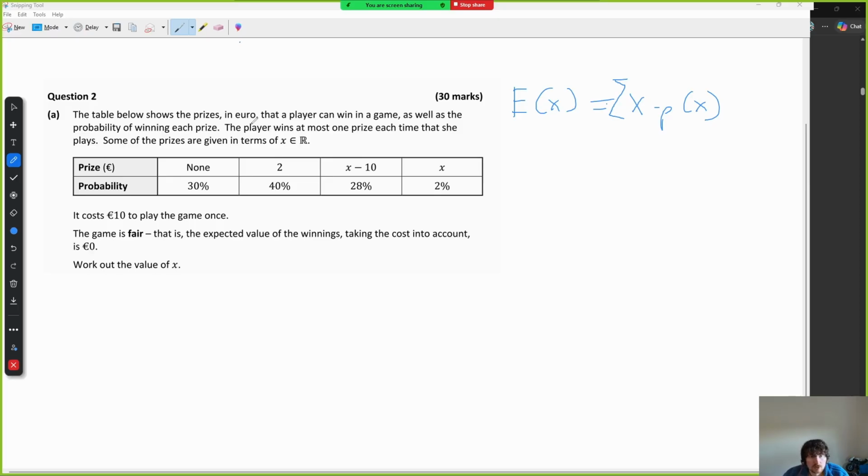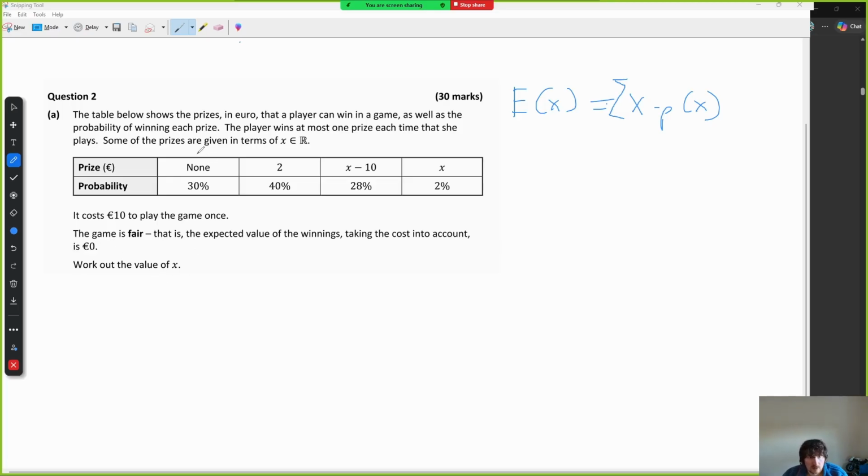So the table below shows the prizes in euro that a player can win in a game, as well as the probability of winning each prize. Cool, typical table. The player wins at most one prize each time they play. Some of the prizes are given in terms of X. Indeed, they are. Okay, so it costs €10 to play the game once. The game is fair. That is, the expected value is equal to the cost to play. Work out the value of X, right?